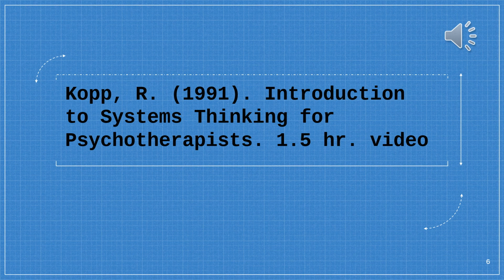The next component is a video of Rich Kopp applying systems theory to the concept of lifestyle. He presents 8 basic concepts of systems theory and demonstrates their applicability to the concept of lifestyle in individual psychology and to psychotherapy practice in general.